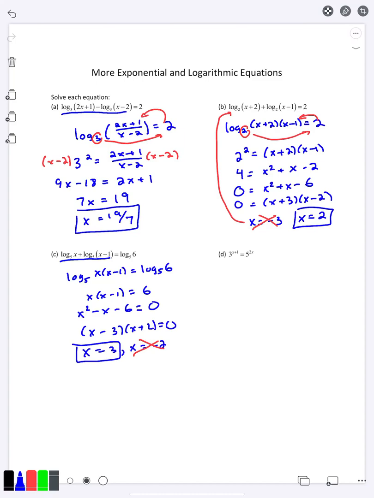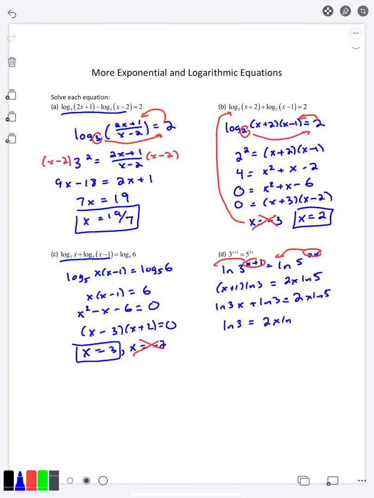And what we do is we're just going to apply the ln function to both sides of the equation. So we just apply ln on both sides. Then we use the property of logarithms that says we can take exponents and put them down in front. And this would be (x plus 1) times ln 3 equals 2x times ln 5. Then I'll distribute the ln 3 on the left. So x ln 3 plus ln 3 is 2x ln 5. What I'm going to do now is subtract the x ln 3 to the other side so that I have all the x's on one side.